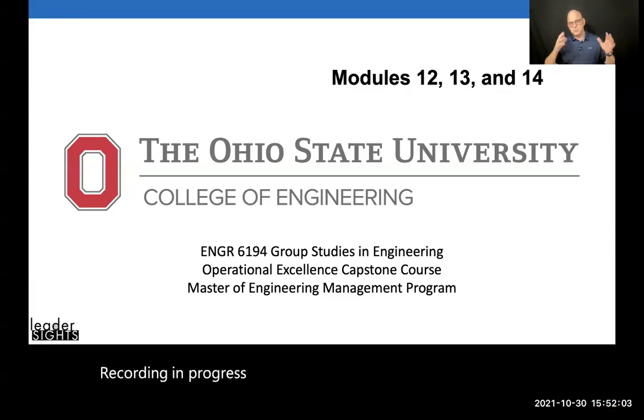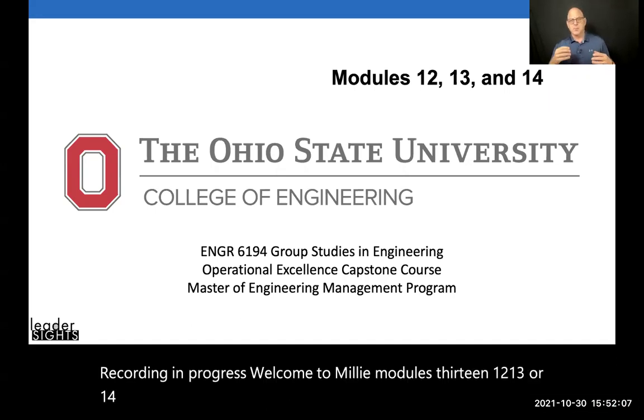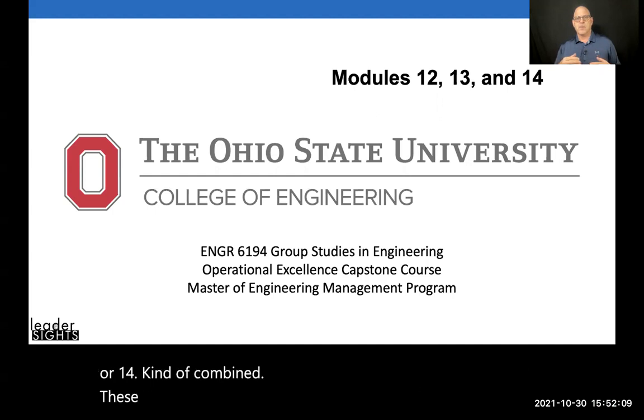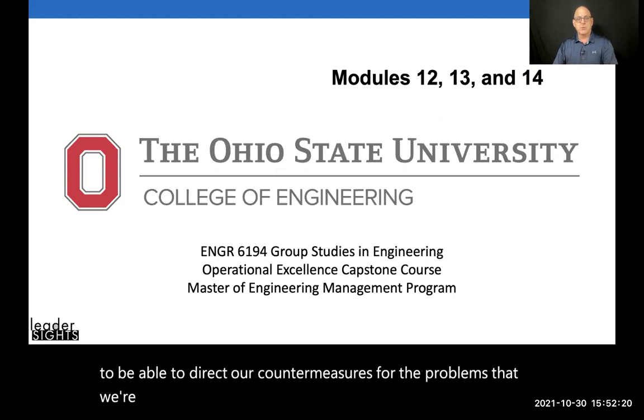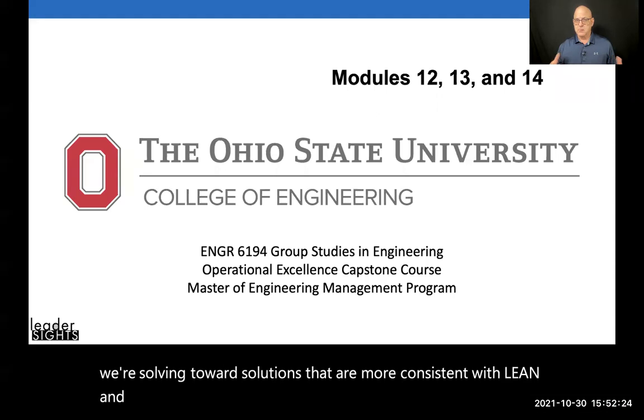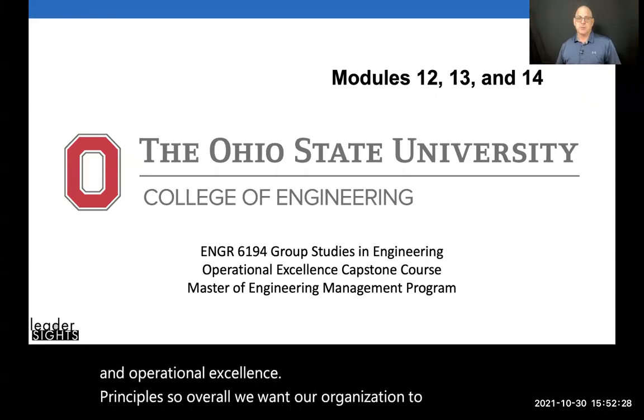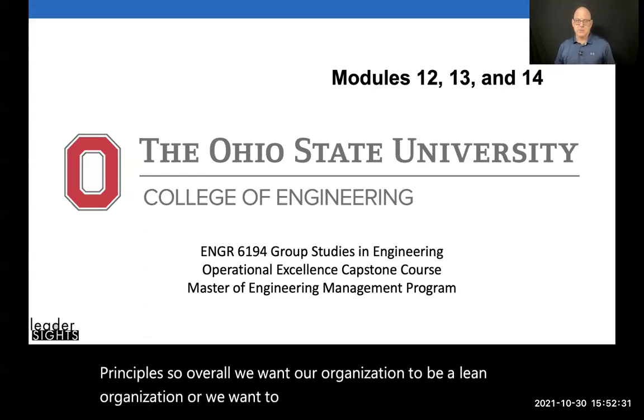Welcome to modules 12, 13, and 14, kind of combined. These are all additional information on countermeasures. We want to be able to direct our countermeasures for the problems that we're solving toward solutions that are more consistent with lean and operational excellence principles. So overall, we want our organization to be a lean organization, or we want to be an excellent organization.